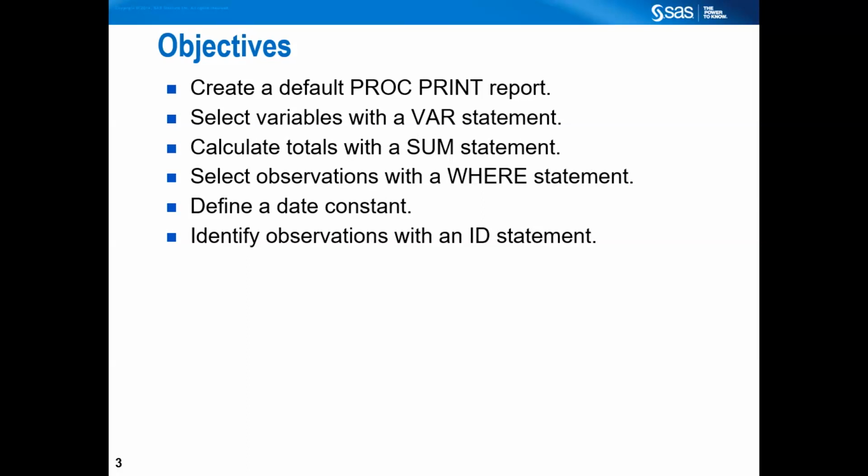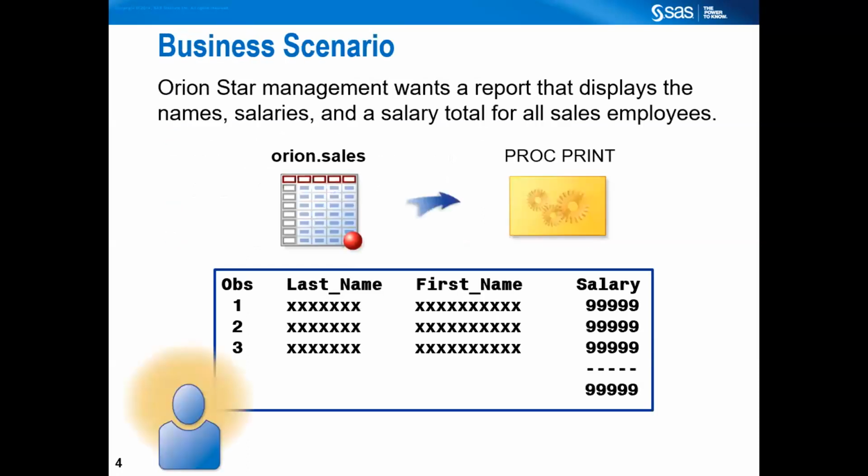and how it enhances the output. Okay, so to move ahead, we are going to work with the data orion.sales, where they want to create the report with only these columns in the output: last name, first name, salary, and the salary at the bottom should have the total salaries of all your sales employees from this data.